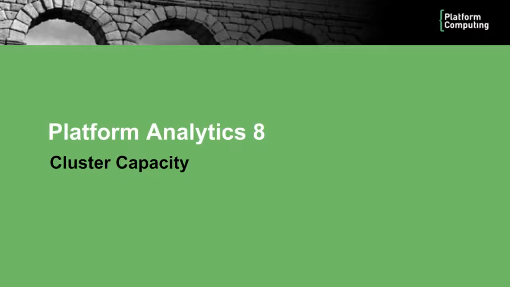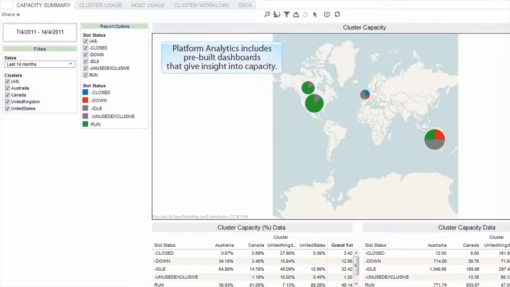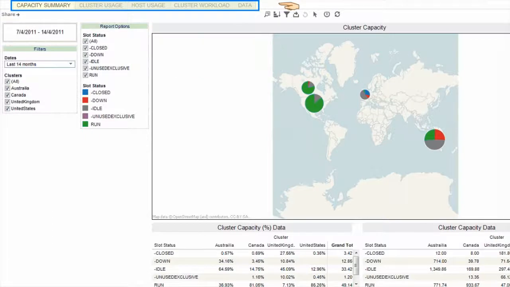Platform Analytics provides for advanced analysis of HPC data, including jobs, resources, licenses, and more. In this module, I'll focus on the analysis of cluster capacity. Included are a collection of pre-built dashboards that give insight into capacity. By understanding capacity better, analysts, managers, and administrators can gain efficiency and plan more effectively. Over the next few minutes, I'll walk through some of these.